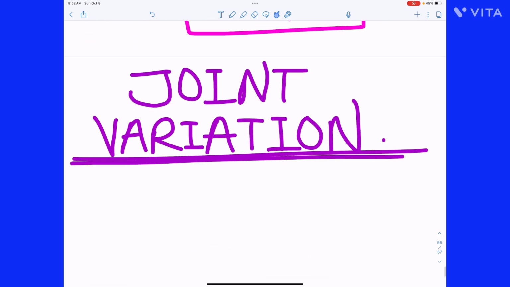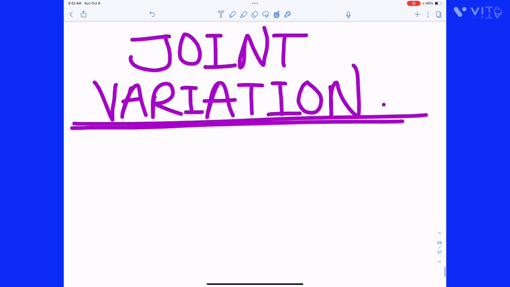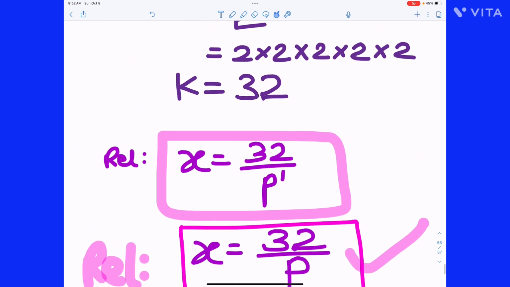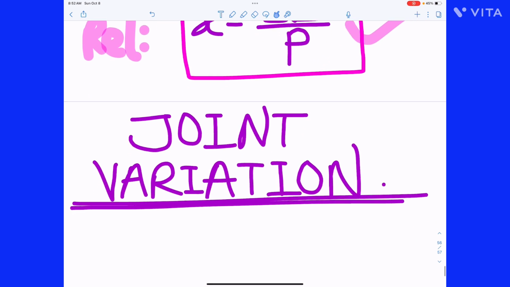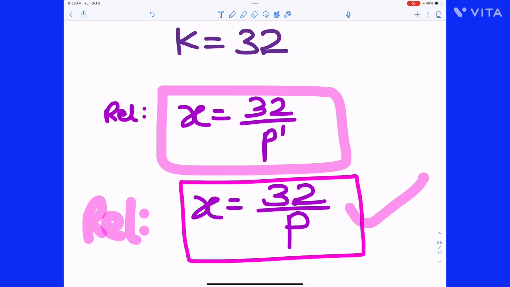So that ends our examples on direct and inverse variation. We go to joint variation in our next class.